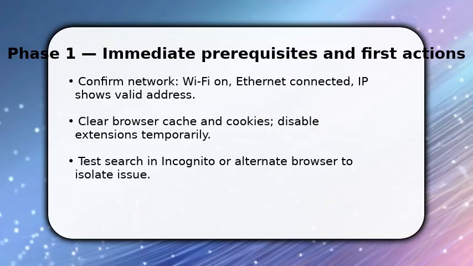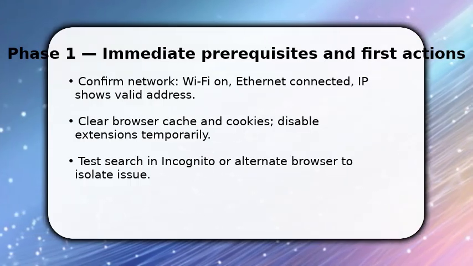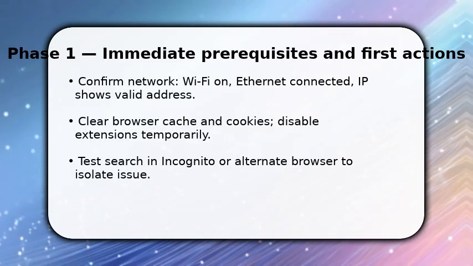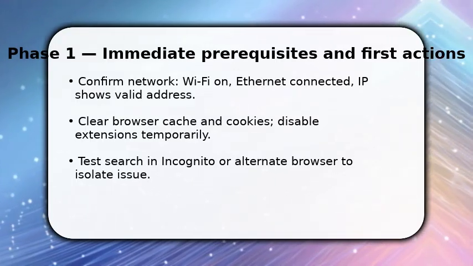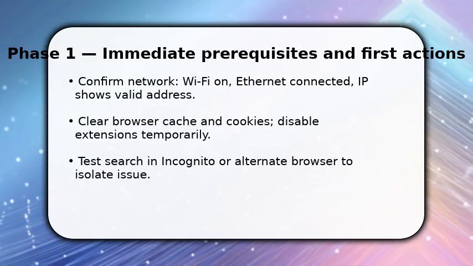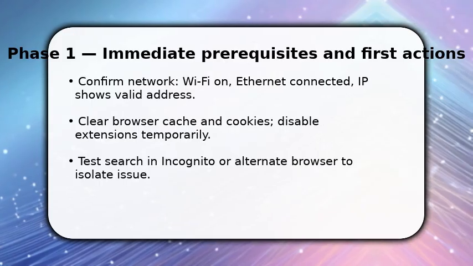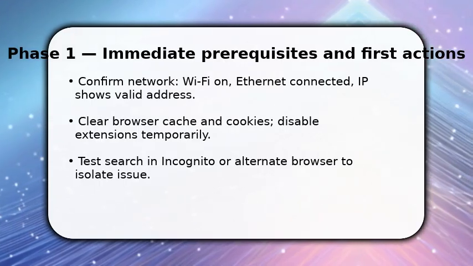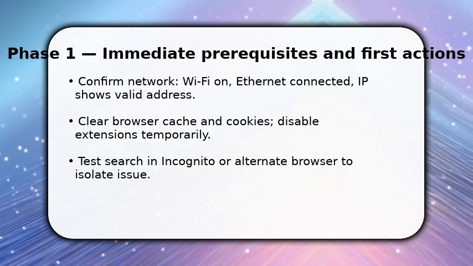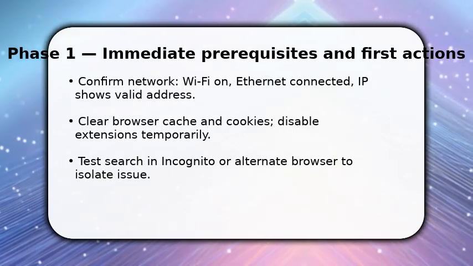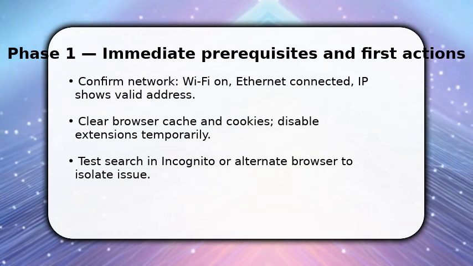You start by verifying the basics that actually matter. Confirm your laptop has a valid IP and active network, then restart the browser. Once done, clear cache and cookies to remove corrupted search data and disable extensions that intercept queries. Open an incognito window or a different browser to see if search works there. This isolates browser faults from system or DNS issues. If searches return results in incognito, you know to focus on browser profile and extensions.